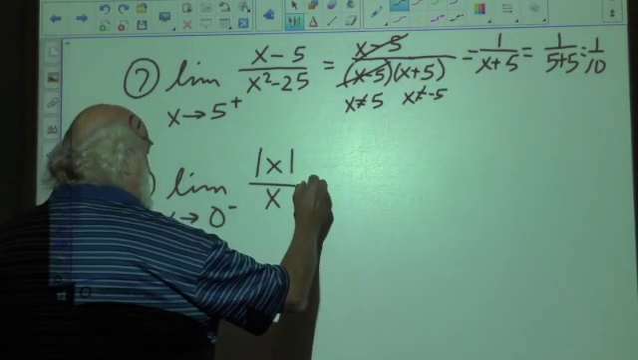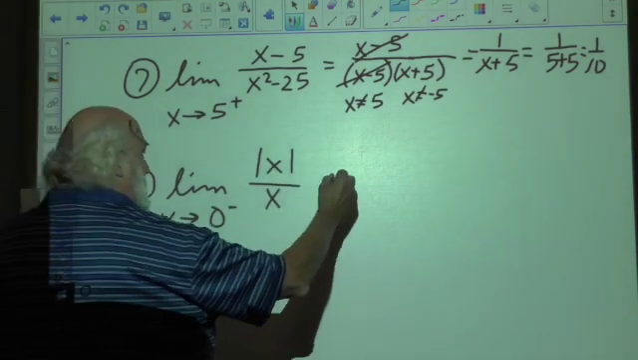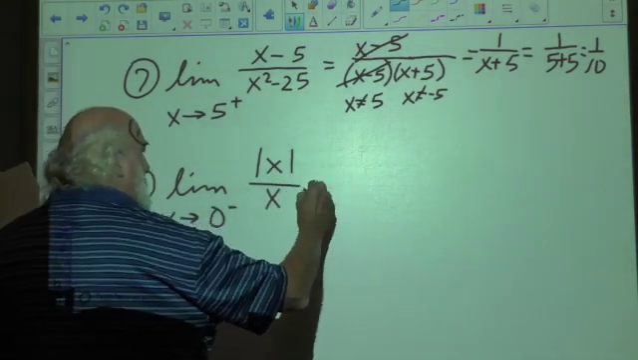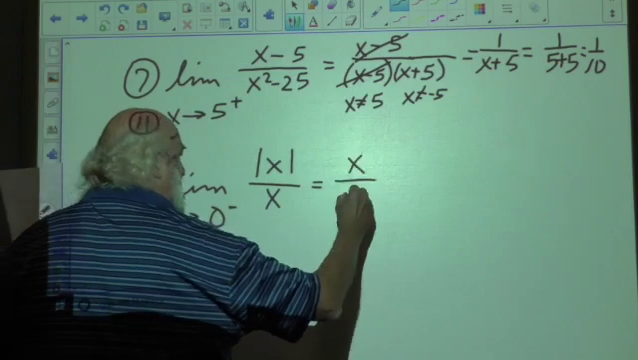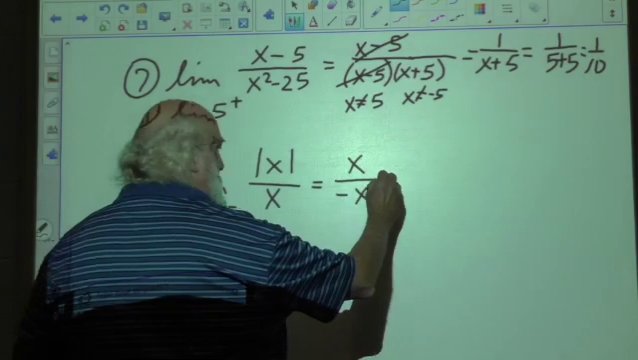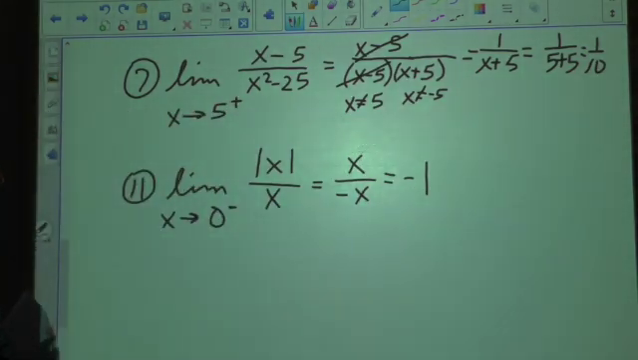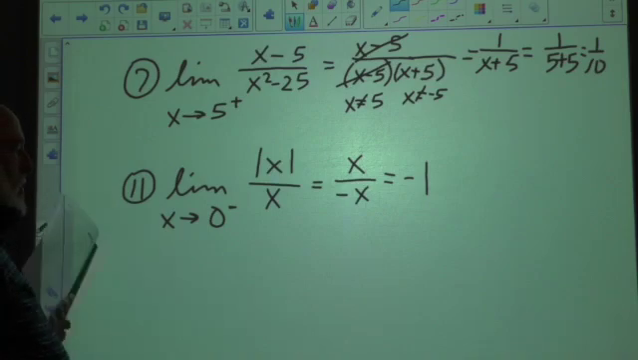And so this will say, because these numbers are opposite each other, this is going to give us a positive x over negative x. And that function then becomes equal to -1. The limit is equal to -1 up to 0.